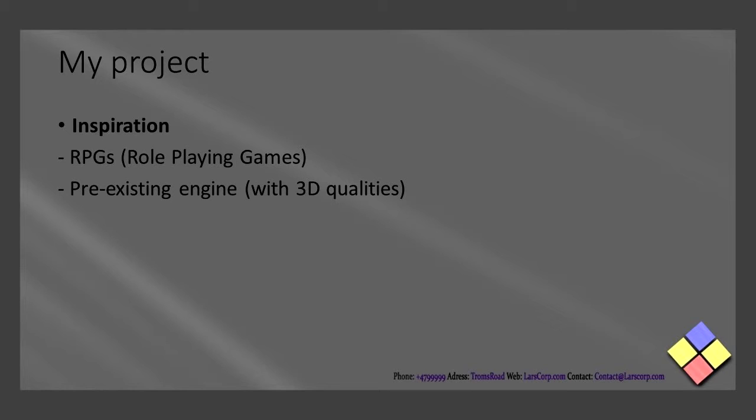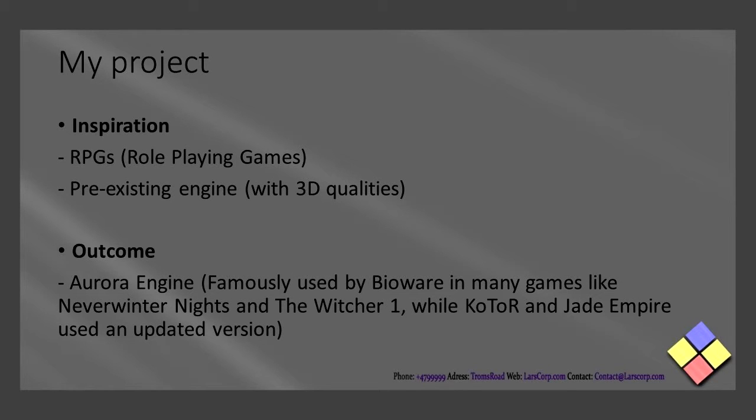This is where I thought of the Aurora engine, which is famously used by BioWare in many games like Neverwinter Nights and The Witcher 1, while Knights of the Old Republic and Jade Empire used an updated version of the same engine. Now, I talked a little bit to Amit and David about this, and they were both somewhat interested, but also cautiously optimistic about the engine. However, Amit told me to just talk about it for now at least, and we'll see where it goes.